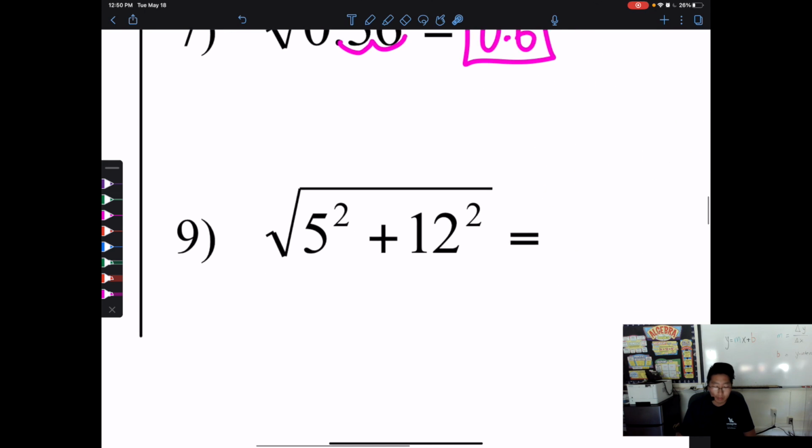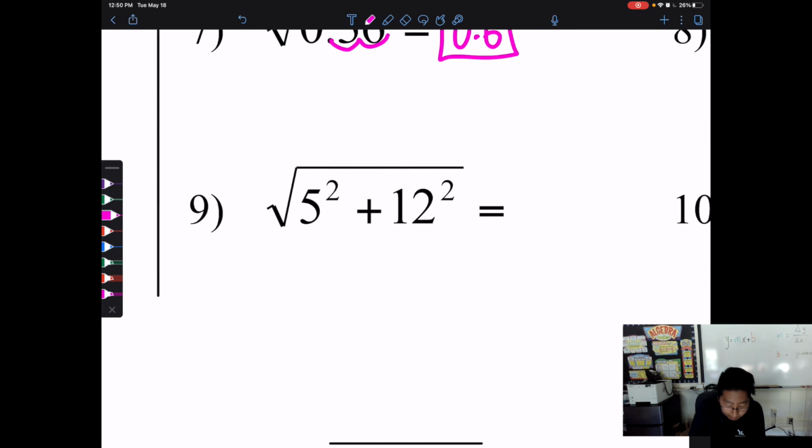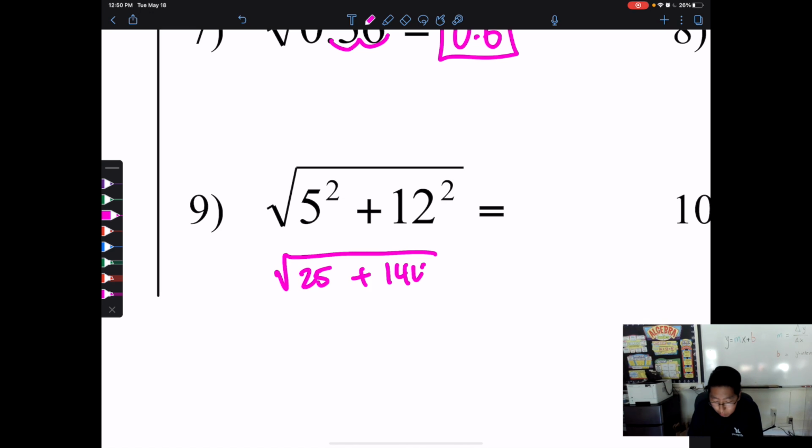Now, if they're under the same square root, we're going to have to solve underneath the square root first. So what is 5 squared? 25. What is 12 squared? 144. And now we're actually going to add those two together. 25 plus 144 is 169. And the square root of 169 is a whole number. That is 13.